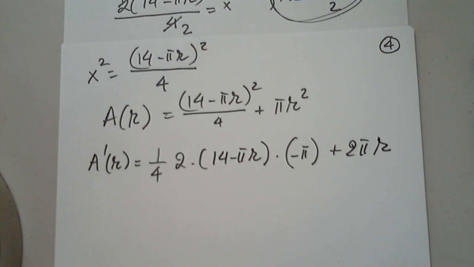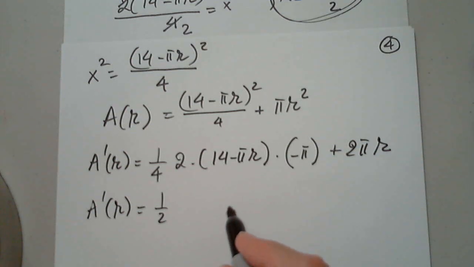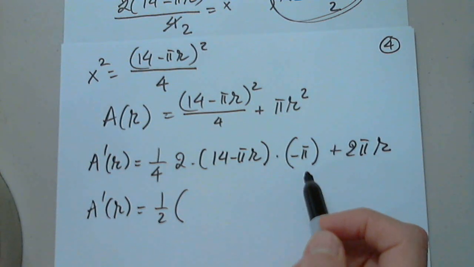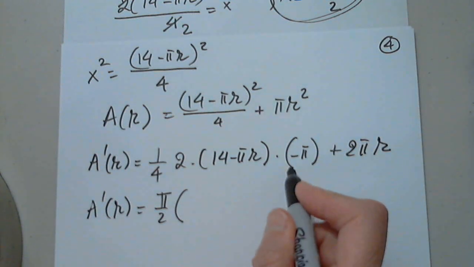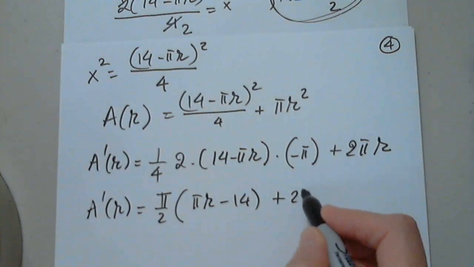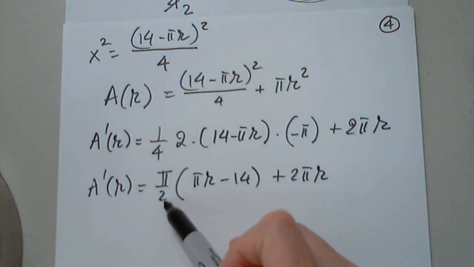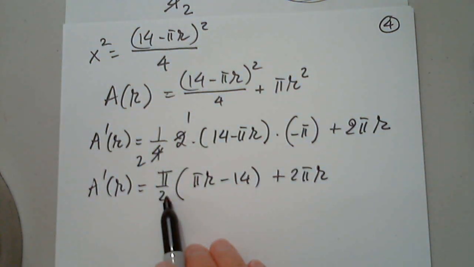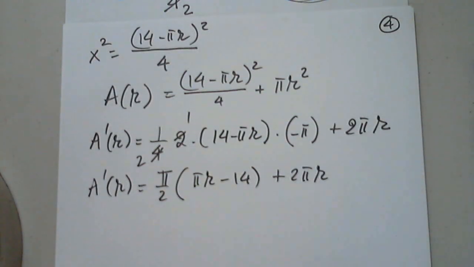Okay, I want to clean it up a little bit. So I have A prime of r. I have 1/2. I will distribute in here. Do I want to distribute? I will not distribute, but I will distribute a negative sign. So I have a pi r minus 14 plus 2 pi r. So let's see what I did. So I simplified 2 and 4, and I have 2 in the denominator. I put the pi in front, but I really wanted to distribute a negative sign, so I can switch that in the correct order, and plus 2 pi r.